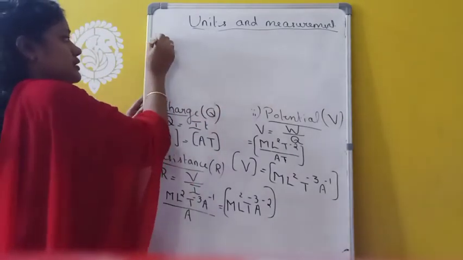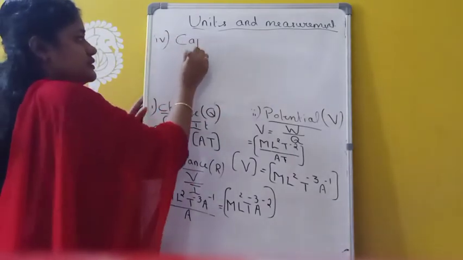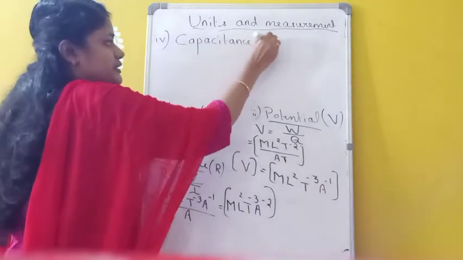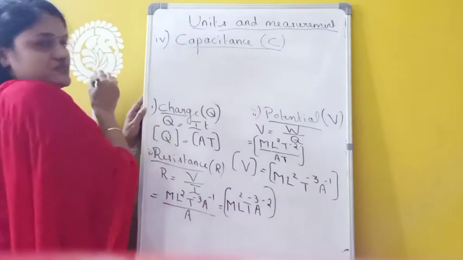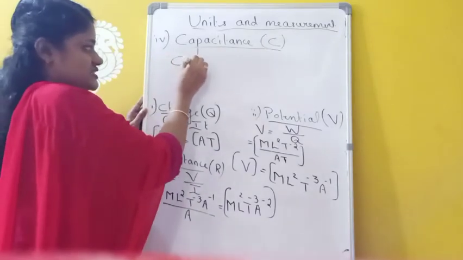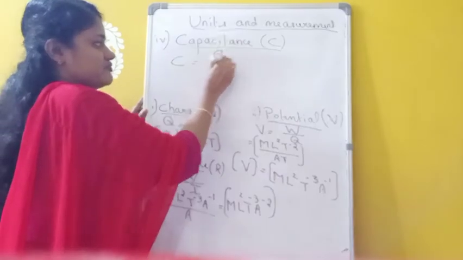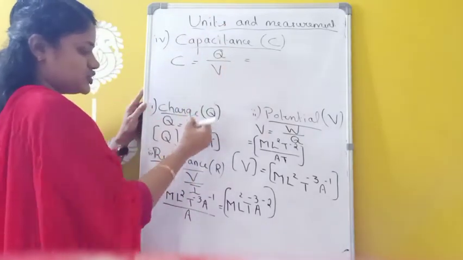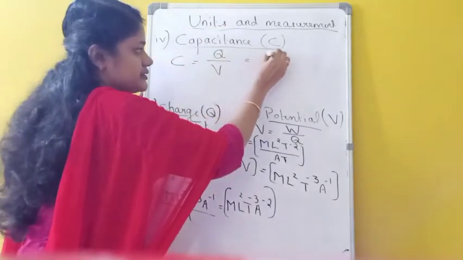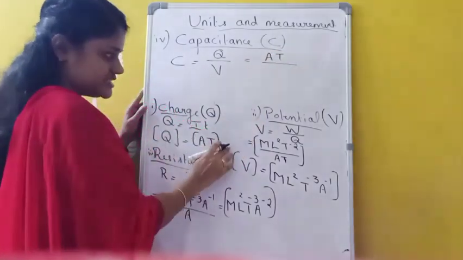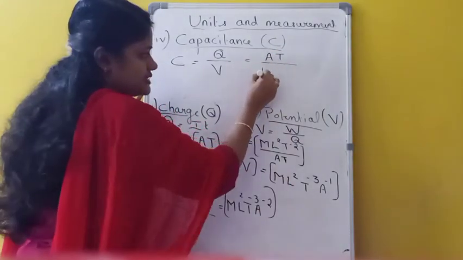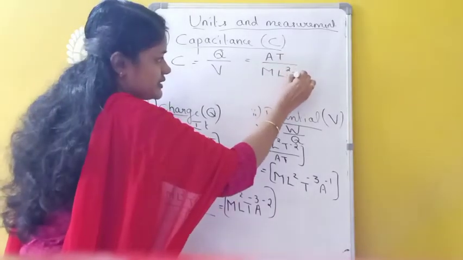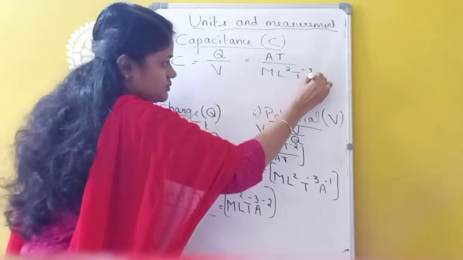Last one, capacitance symbol is C, capital C. So we have the formula for capacitance. C equals Q by V. Q by V, that is equivalent to what is the dimension for Q? A into T divided by dimension for potential is how much? M L square T raised to minus 3 A raised to minus 1.